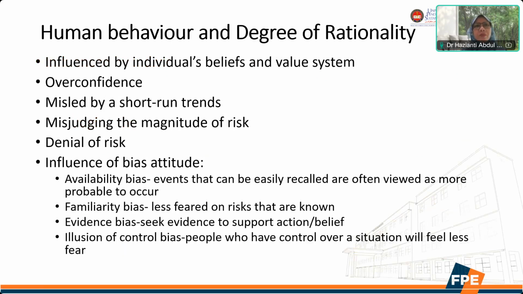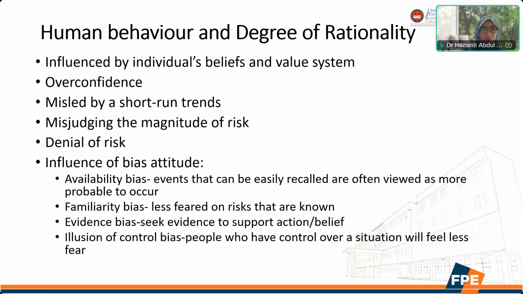All right, so how do we actually decide the human behavior and the degree of rationality? How do people actually behave and how do people actually decide? Are they risk takers? Are they risk indifferent? Or are they risk averse types of individuals? Normally the behavior and the degree of rationality are influenced by the individual's beliefs and also their value system.